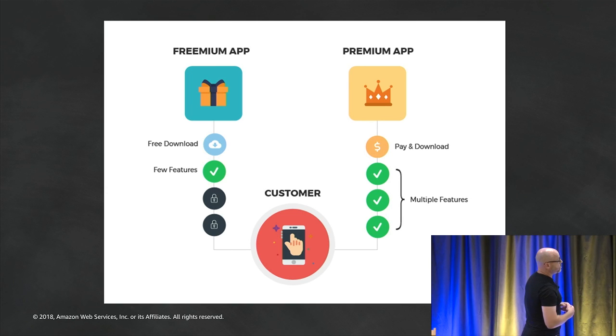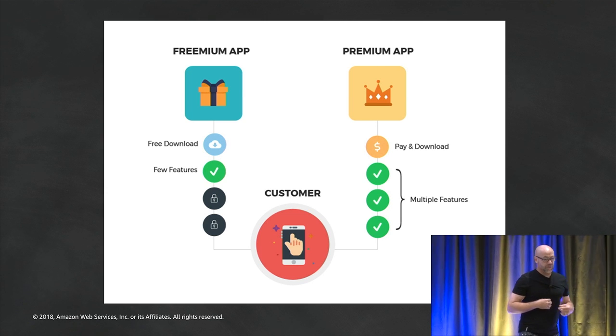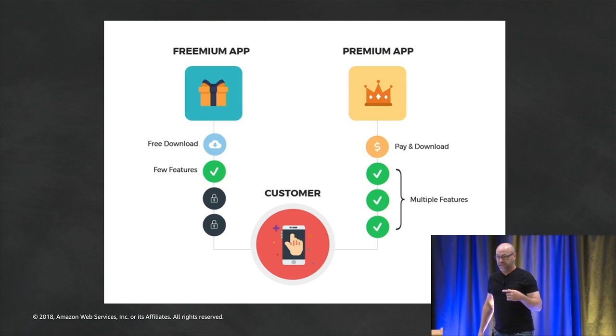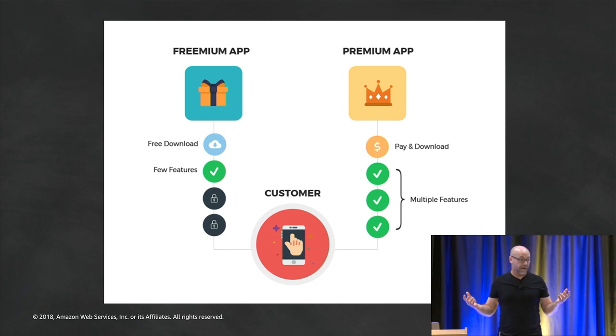So the premium is pay and download, and then you have multiple features. And again, in some cases where you have a premium app, you could sell it for $1.99, and those users have paid up, but there's no incentive as a developer sometimes to keep iterating that app, because you just need to get them to download the app and use it, and we got them, right?